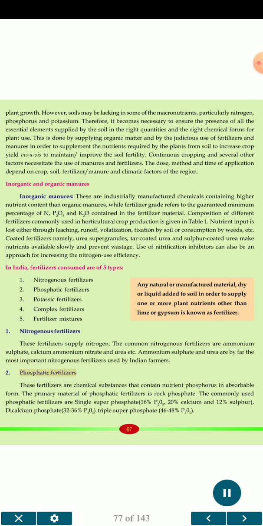2. Phosphatic fertilizer. These fertilizers are chemical substances that contain nutrient phosphorus in absorbable form. The primary material of phosphatic fertilizer is rock phosphate. The commonly used phosphatic fertilizers are single superphosphate, 16% P2O5, 20% calcium and 12% sulfur, dicalcium phosphate, 32 to 36% P2O5, triple superphosphate, 46 to 48% P2O5. Any natural or manufactured material, dry or liquid, added to soil in order to supply one or more plant nutrients other than lime or gypsum is known as fertilizer.